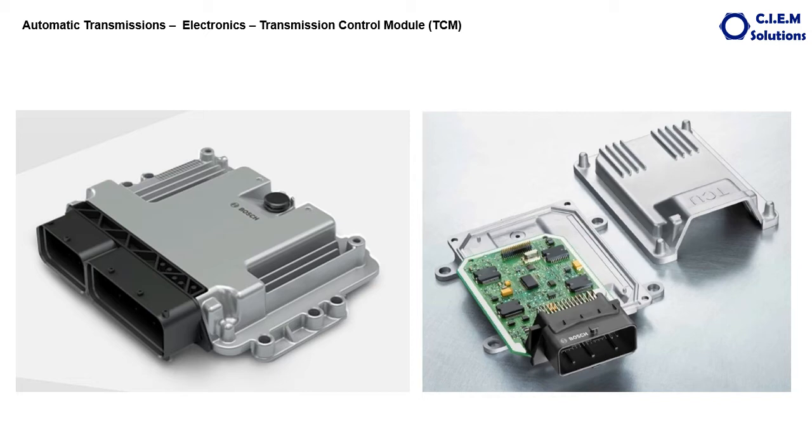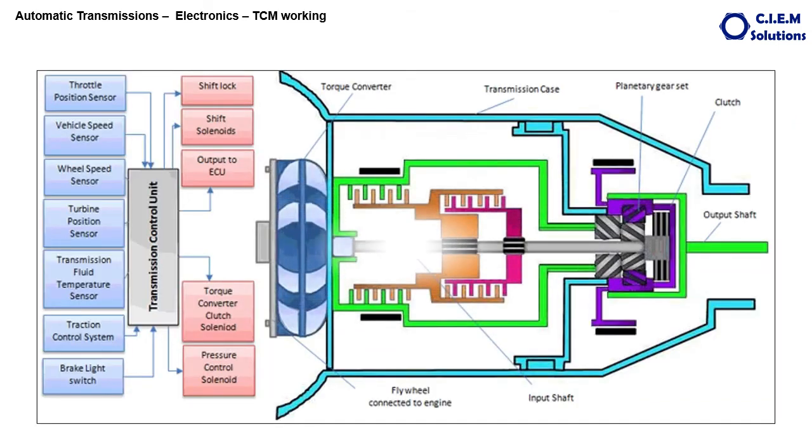What are those input devices? Let us have a look. See this diagram. If this is considered as the transmission control unit, this side, the blue ones, are all the input devices, and these are the output parameters or output devices. Let us have a look at them one by one.